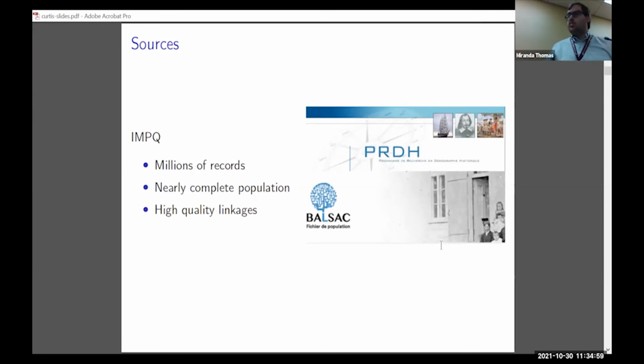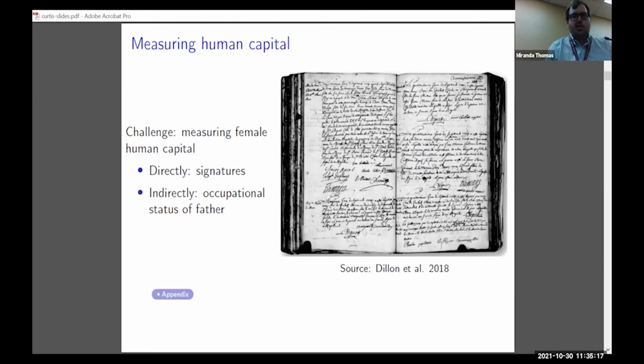It's the combination of two previous data sets. There's millions of records of births, deaths, marriages. In this paper, I'm using marriages. It's nearly the complete population. It's missing some Protestants because it uses church records. I'm going to focus on the Catholics. And the links are very high quality because women keep their family name when they get married.